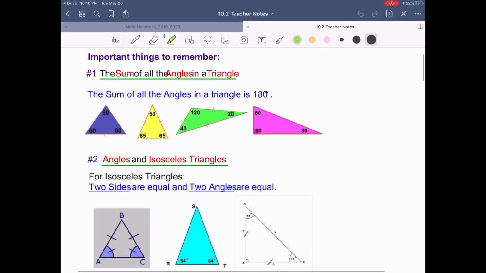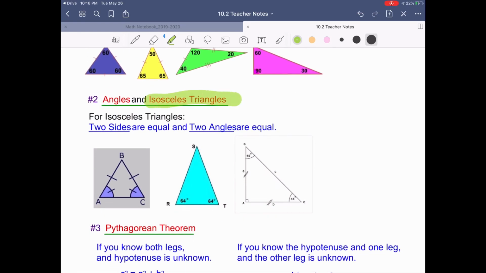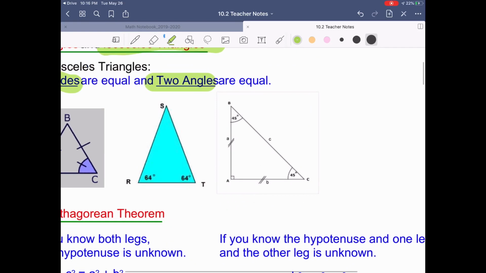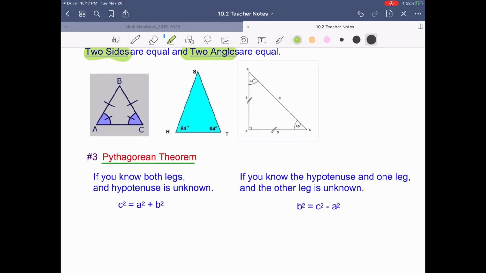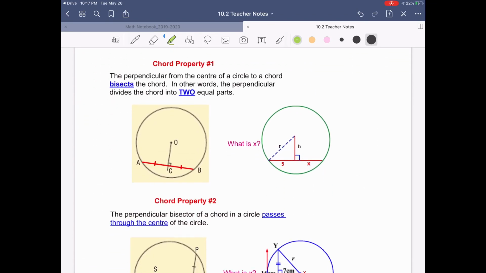Remember that in order to do this topic, there are things you have to know: that the sum of all angles in a triangle has to be 180 degrees; that in an isosceles triangle, you have 2 equal sides and 2 equal angles; and that whenever you have a right angle triangle, you can use the Pythagorean theorem. Those are the things you have to know before we start this topic.